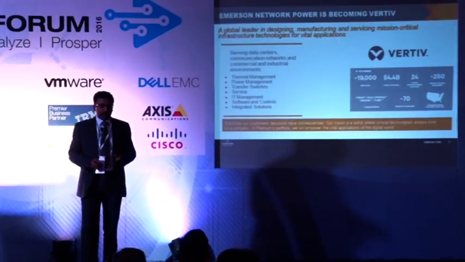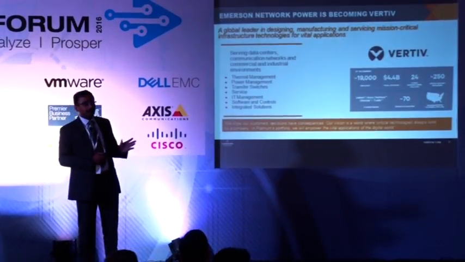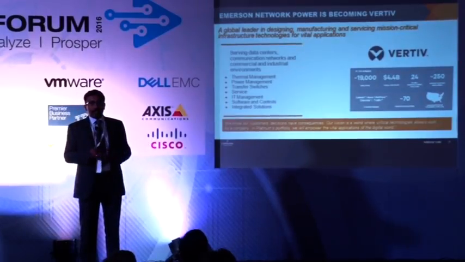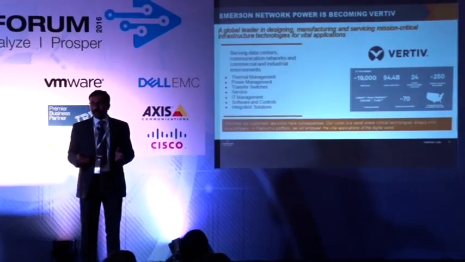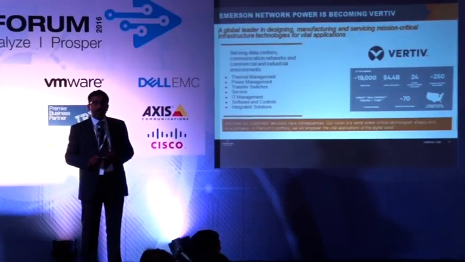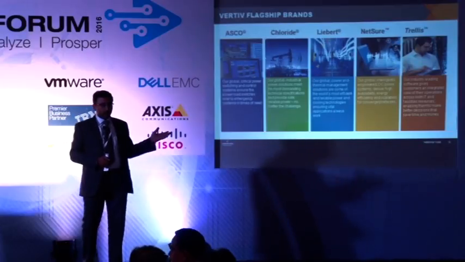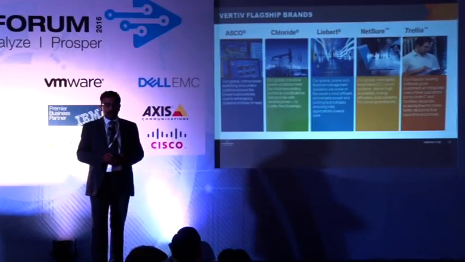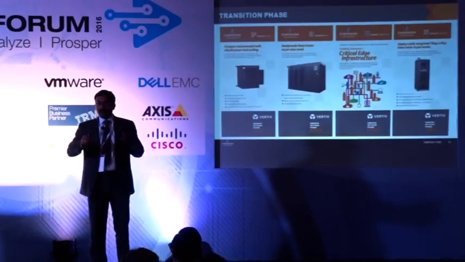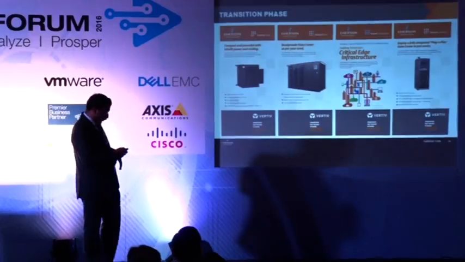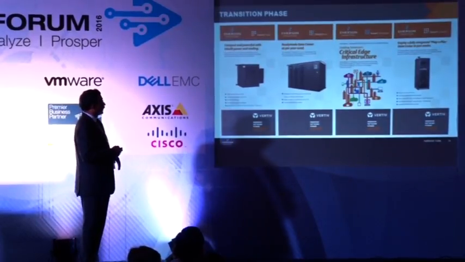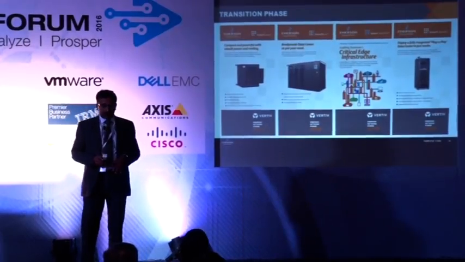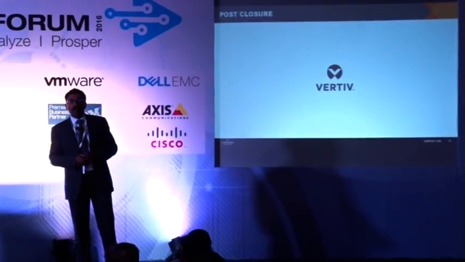I will just cover one small announcement about what Emerson Network Power has. Emerson Network Power will be becoming Vertiv. Our entire product line, that includes UPS, thermal management, Avocent, everything is getting into Vertiv. ASCO, Chloride, Liebert, NetSure, Trellis, all our brands are going to be under the Vertiv umbrella. If you see all our marketing communication, we are announcing that Emerson Network Power is becoming Vertiv in 2017. So this is a transition phase, and after that we will be known as Vertiv.